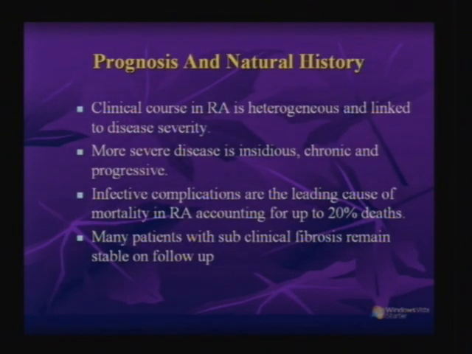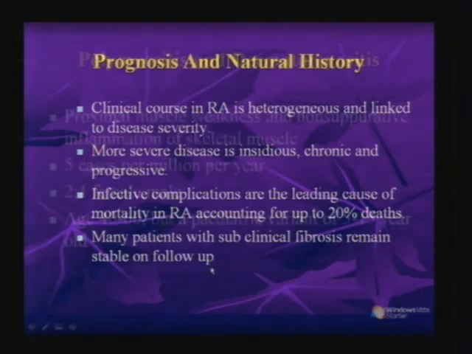Prognosis and natural history in rheumatoid arthritis. The clinical course in rheumatoid arthritis is heterogeneous and linked to the disease severity. The more severe disease is usually insidious in onset, chronic and progressive. Infective complications are the leading cause of mortality in rheumatoid arthritis, accounting for up to 20% of deaths, and many patients with subclinical fibrosis remain stable on follow-up.